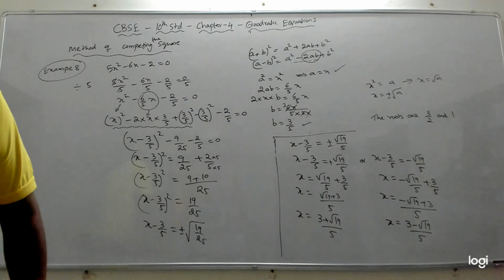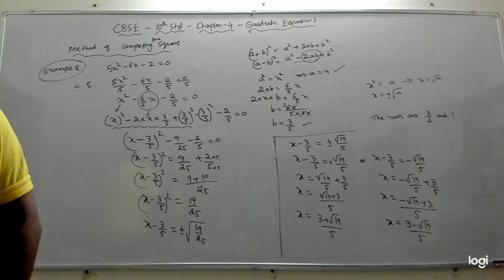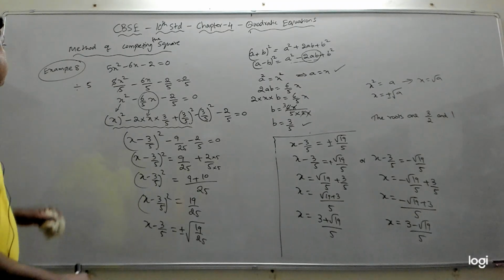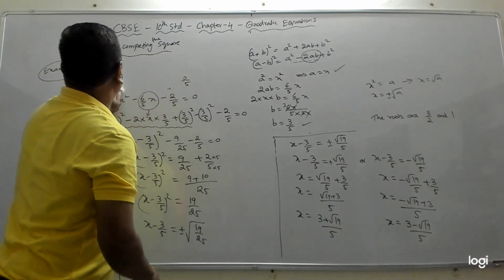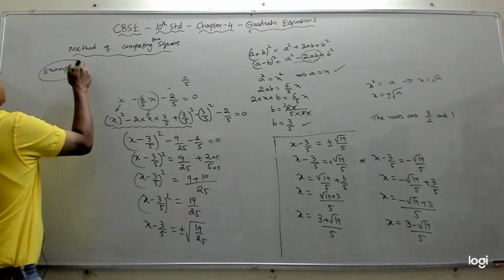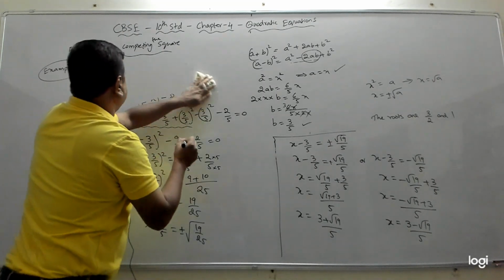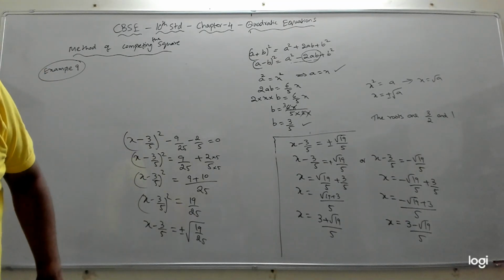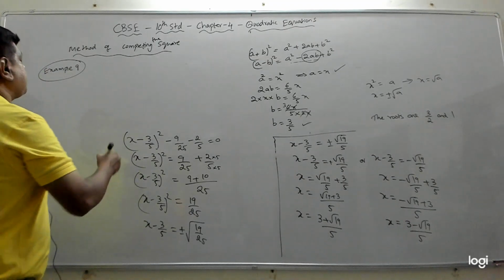So we'll do the next problem, which is example 9 on page number 82. So we'll do example 9. That is also by the method of completing squares. We are going to solve 4x square plus 3x plus 5.